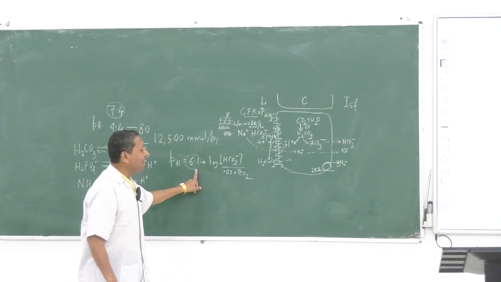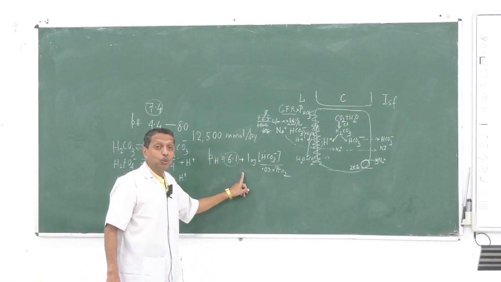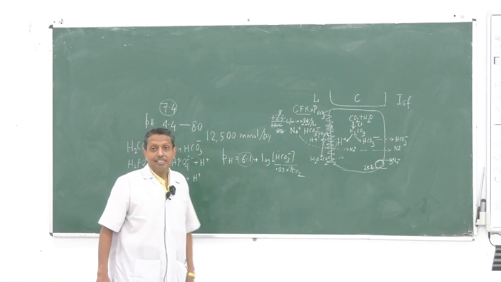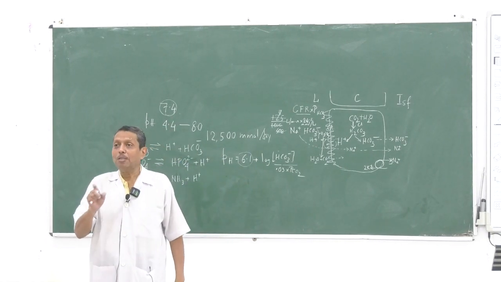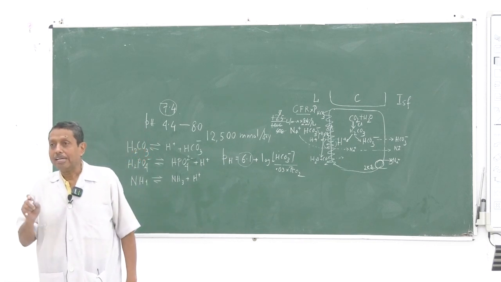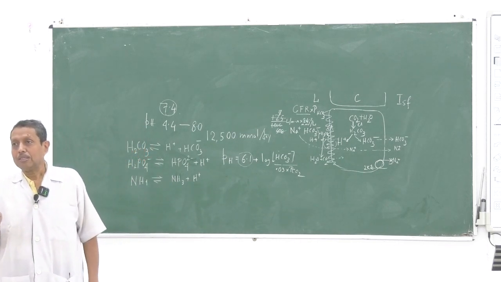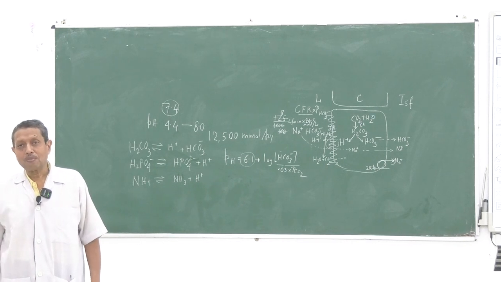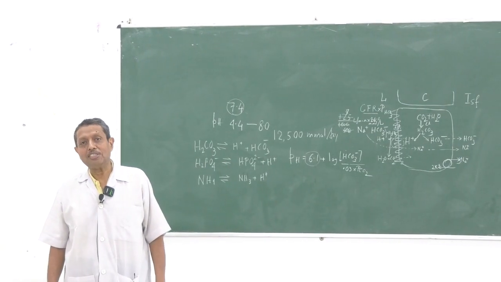Now an ideal buffer should have its pK value close to that of the pH of the medium it operates. The more it is close to that, the better buffer it is. Besides this, the concentration itself.